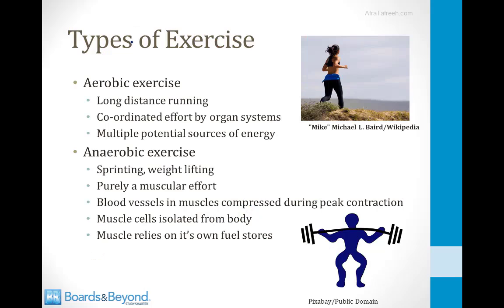You probably know that there are two types of exercise, aerobic and anaerobic, but let's talk about what those two types of exercise mean on a biochemical level. Aerobic exercise includes activities like long-distance running. This is a coordinated effort by multiple different organ systems. Your liver and your fat cells and your muscles all work together to supply energy from many different sources to keep you going on a long run. Anaerobic exercise, on the other hand, includes activities like sprinting and weightlifting. This is purely a muscular effort.